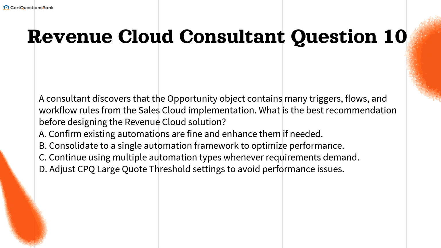A consultant discovers that the opportunity object contains many triggers, flows, and workflow rules from the Sales Cloud implementation. What is the best recommendation before designing the Revenue Cloud solution? A. Confirm existing automations are fine and enhance them if needed. B. Consolidate to a single automation framework to optimize performance. C. Continue using multiple automation types whenever requirements demand. D. Adjust CPQ large quote threshold settings to avoid performance issues.